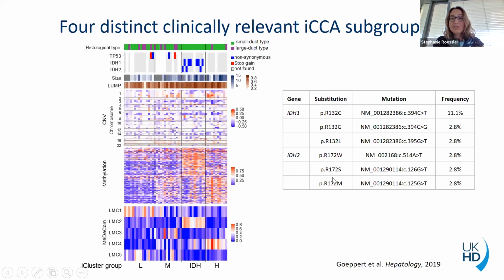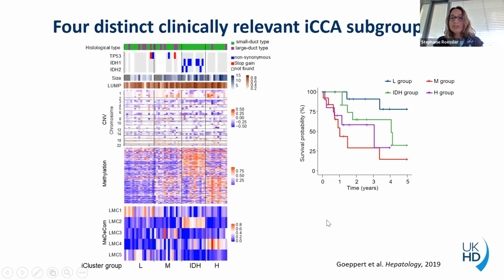Interestingly, the IDH mutations were all hotspot mutations, and this is also observed in other tumor entities and was also observed in previous studies for CCA. So it is mainly the arginine 132 in IDH1 and arginine 172 in IDH2.